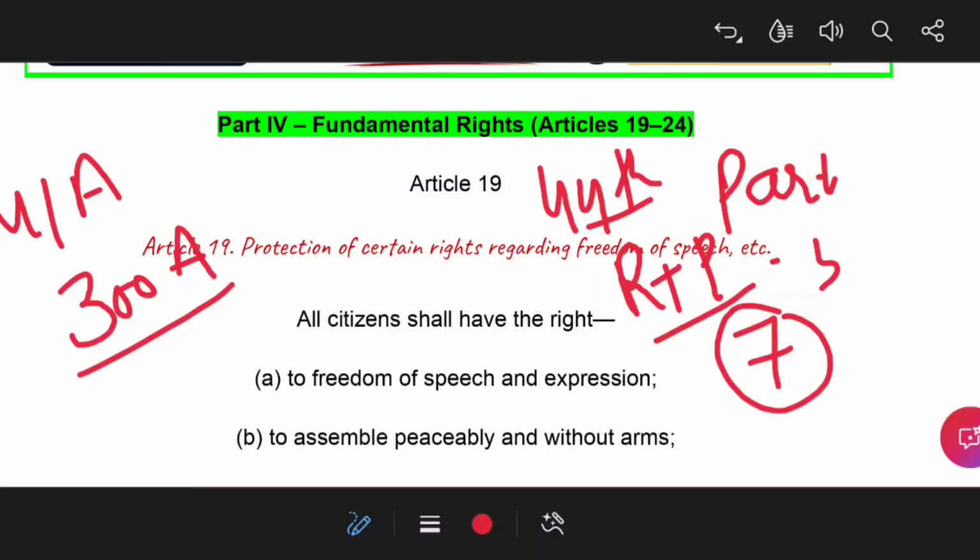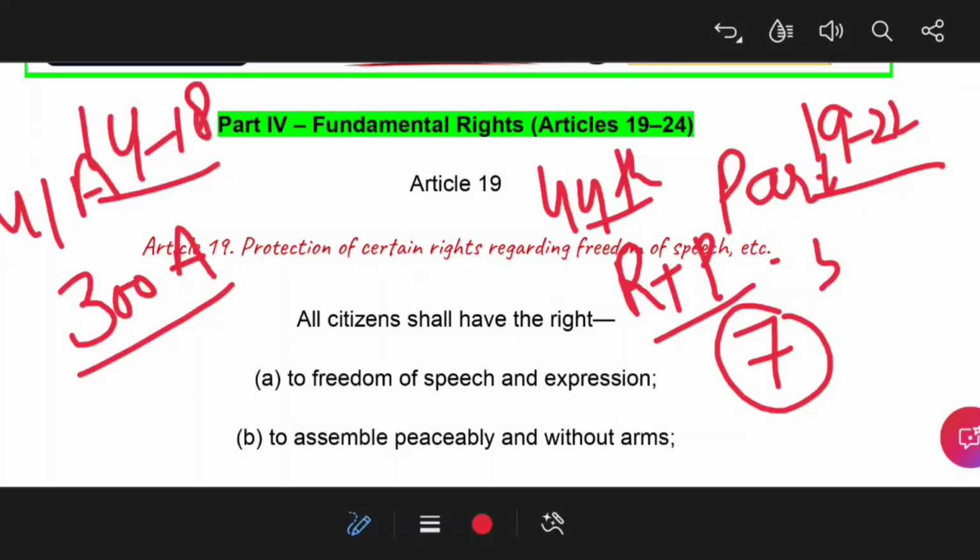Now from article 19 to article 22, it is about the freedom of expression. From 14 to 18, it was about the right to equality and equal protection of the laws. And 23 and 24 are the right against exploitation. So we are going to discuss two parts of the fundamental rights. One from 19 to 22, that means freedom of speech and expression, and the other is the right against exploitation, which has two articles, article 23 and article 24. So let us now start with article 19.